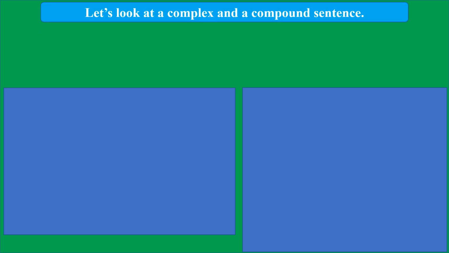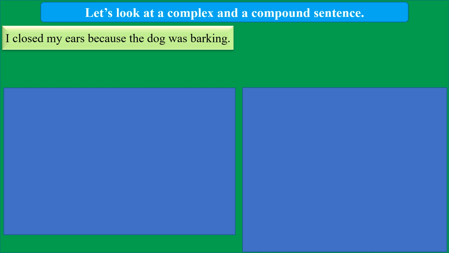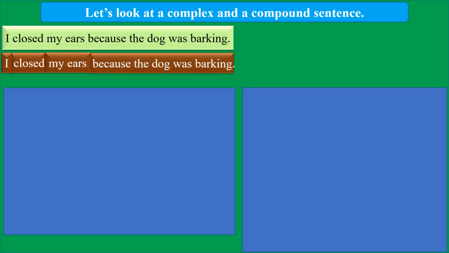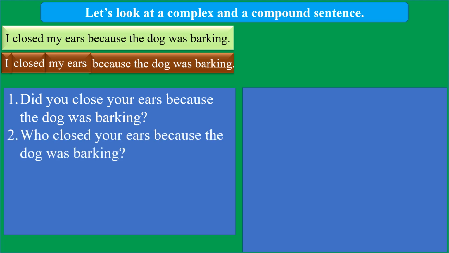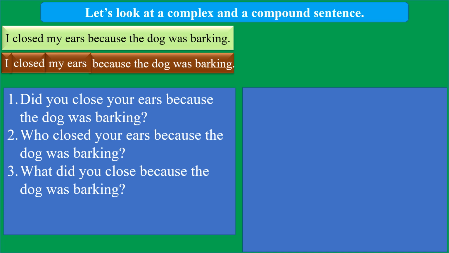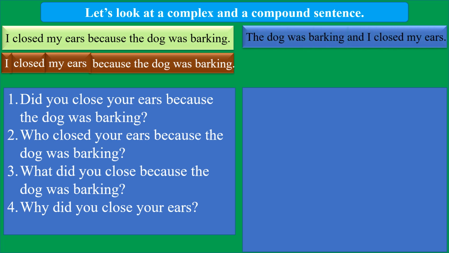Let's look at a complex and a compound sentence. I closed my ears because the dog was barking. This is a complex sentence. Let's chunk it. I closed my ears because the dog was barking. 4 chunks. So 4 questions should be possible. Did you close your ears because the dog was barking? Who closed your ears because the dog was barking? What did you close because the dog was barking? Why did you close your ears? So all these 4 questions will have only one answer.